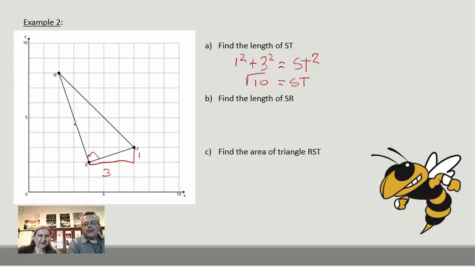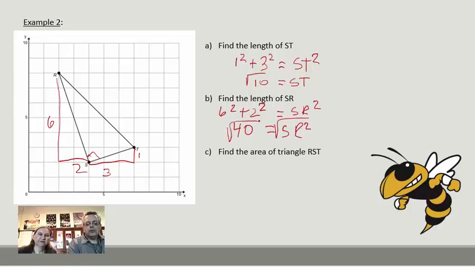For the next one, SR. Here's my side SR. Again, let's make a triangle. This is 2 units and 6 units. So 6 squared plus 2 squared is equal to SR squared. This time that's 40. So 40 is equal to SR squared. If we take the square root, the square root of 40, let's simplify that. We break it down into 4 and 10, and so we get 2 times the square root of 10.